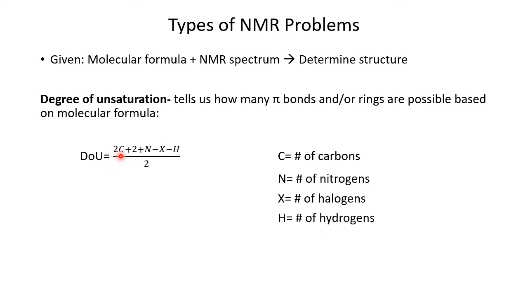So we do 2 times C, where C is the number of carbons in the molecule, plus 2, plus N, which is the number of nitrogens, minus X, which is the number of halogens, minus H, which is the number of hydrogens. We take all of that and we divide it by 2. So write down this formula. We're going to be using it in the first part of our worksheet today. And on the next slide, we will do an example of the degree of unsaturation.